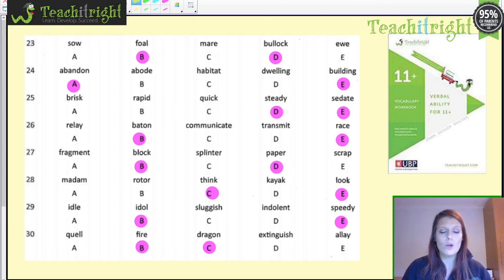27. Block and paper. All of the others are a small part broken off as something bigger. 28. Think and look are the odd ones out because the others are called palindromes. That might be something you want to note down in your jotter or word and meaning book. A palindrome is a word that is spelt the same both forwards and backwards. So have a look. Madam, rotor, and kayak are all spelt the same forwards and backwards. They're called palindromes.